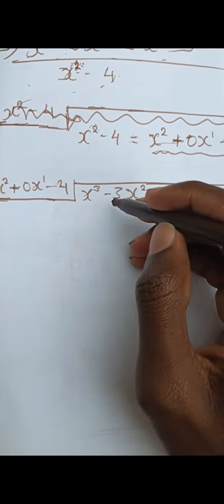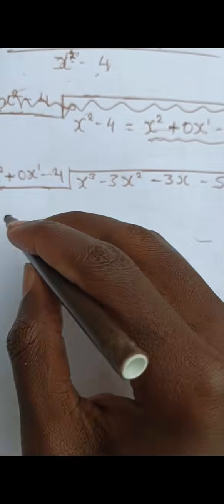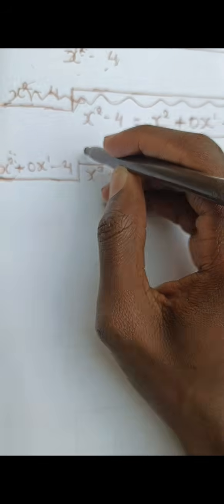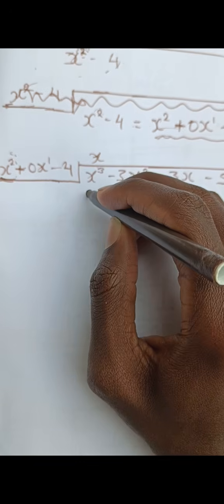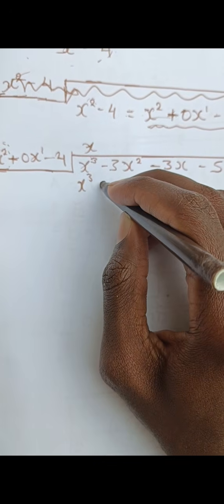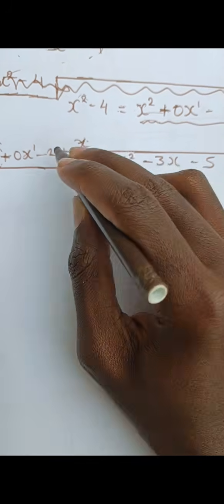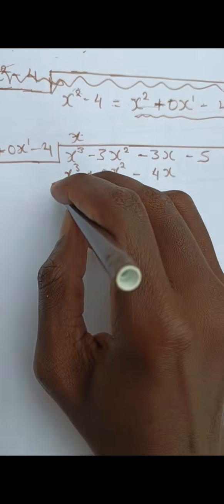Okay, so what do we do now? I'll get this one, then I'll say x power 2 into x power 3 is going to give us x. Then we now start multiplying. X times x power 2 is going to be x power 3. X times 0x is going to be plus 0 x power 2. X times negative 4 is going to be negative 4x.